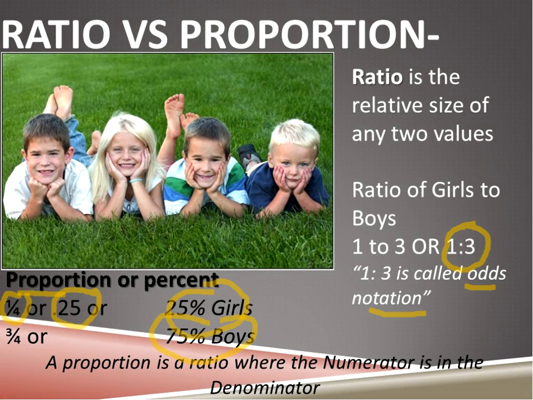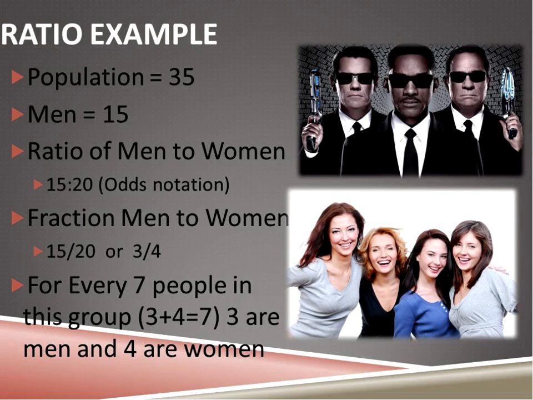So a proportion has all 4 children, all of our population, versus the ratio of girls to boys, 1 to 3. That's our ratio of girls to boys. Our proportion of girls is 1 out of 4. 25%, we turn it into a percent by multiplying it by 100.